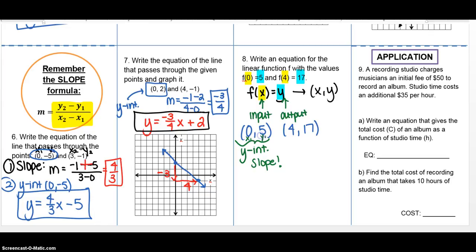So we have x1, y1, x2, y2. Go ahead and plug it into the formula. Again, if you want to pause it and do it on your own and check to see if you wrote it correctly, it's not a bad idea.